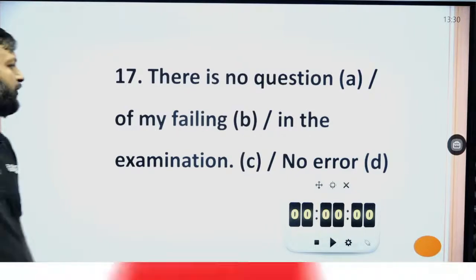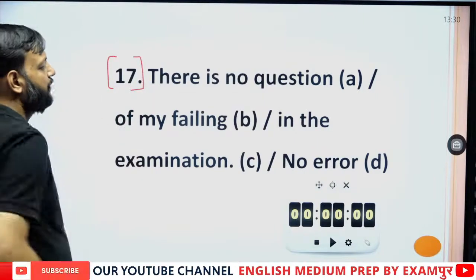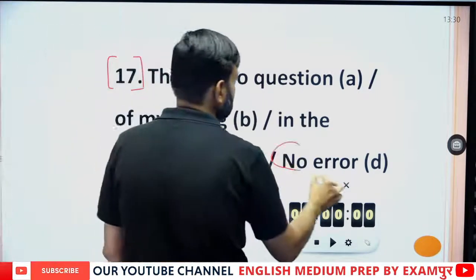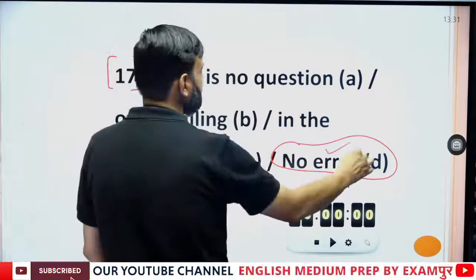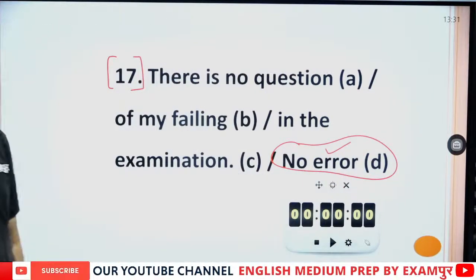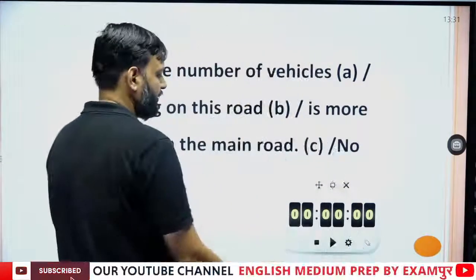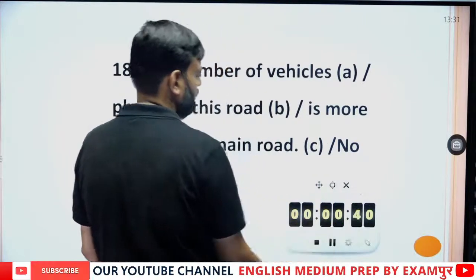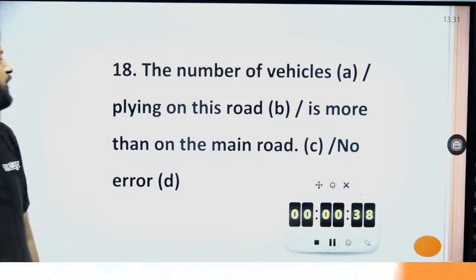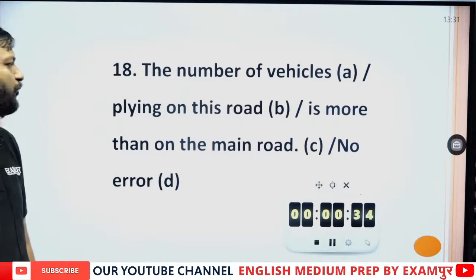See, in this sentence there is no error. This sentence is absolutely correct. Okay, let's see the next question. Question number 18. The number of vehicles plying on this road is more than on the main road.